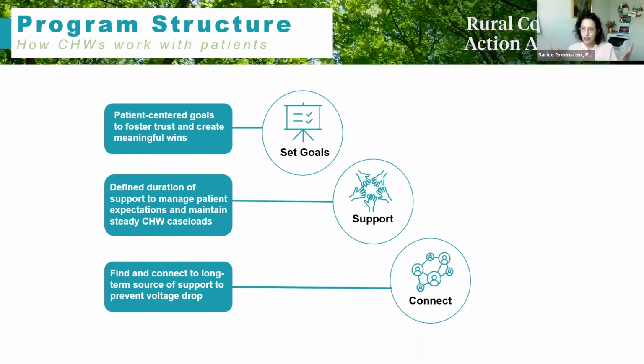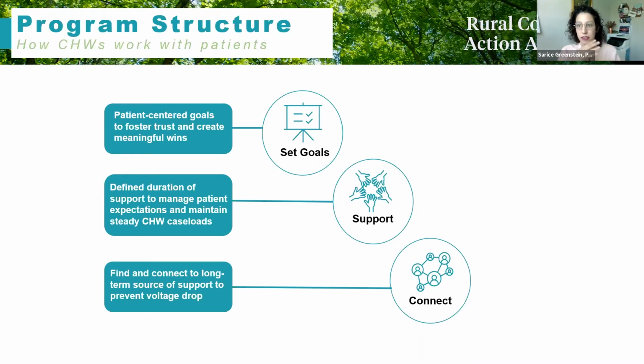But the overall structure, again, you heard in the story with Bree: community health workers meet patients, maybe in the hospital, maybe in their homes. They get to know who they are, what's important to them, and set goals related to what the patient wants to accomplish. They support patients for a defined duration of time, which helps to set clear boundaries with the patient and helps community health workers to maintain a steady caseload. So again, their job is predictable. They have a steady amount of work, and they can give the patients the type of support they need.